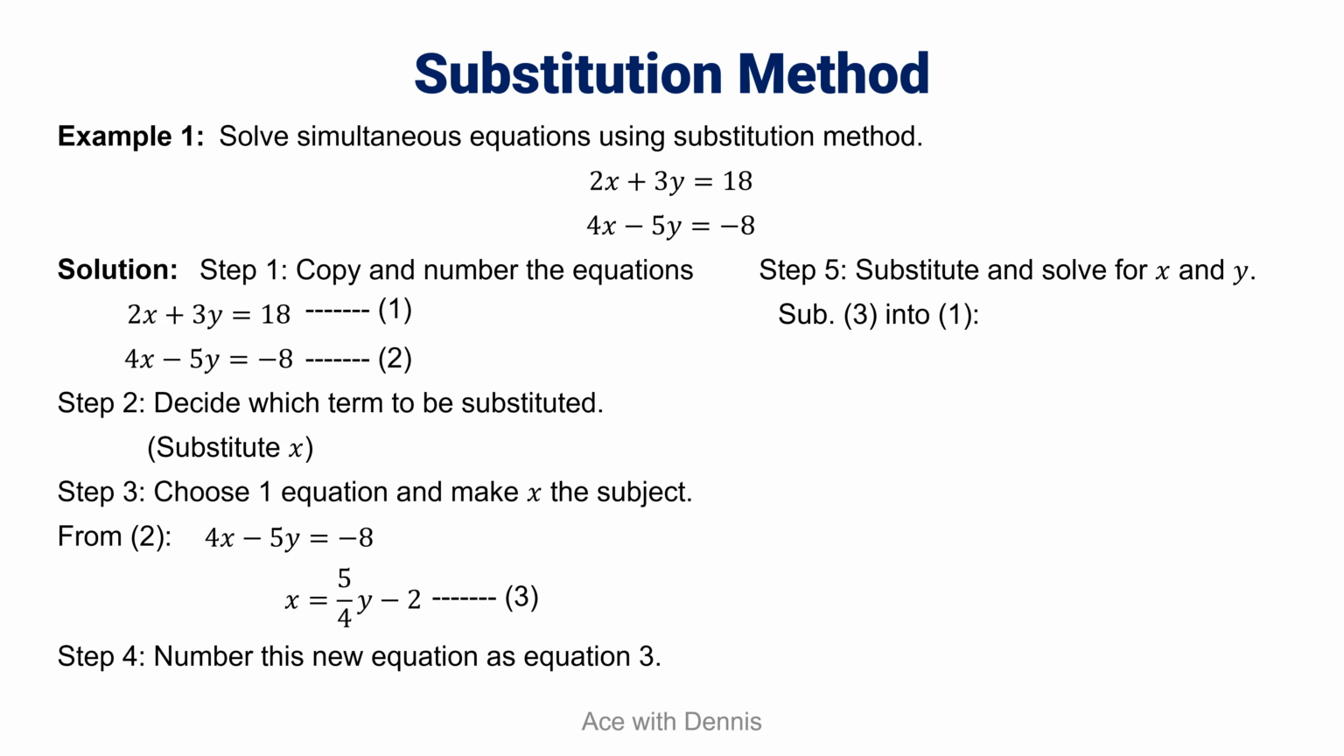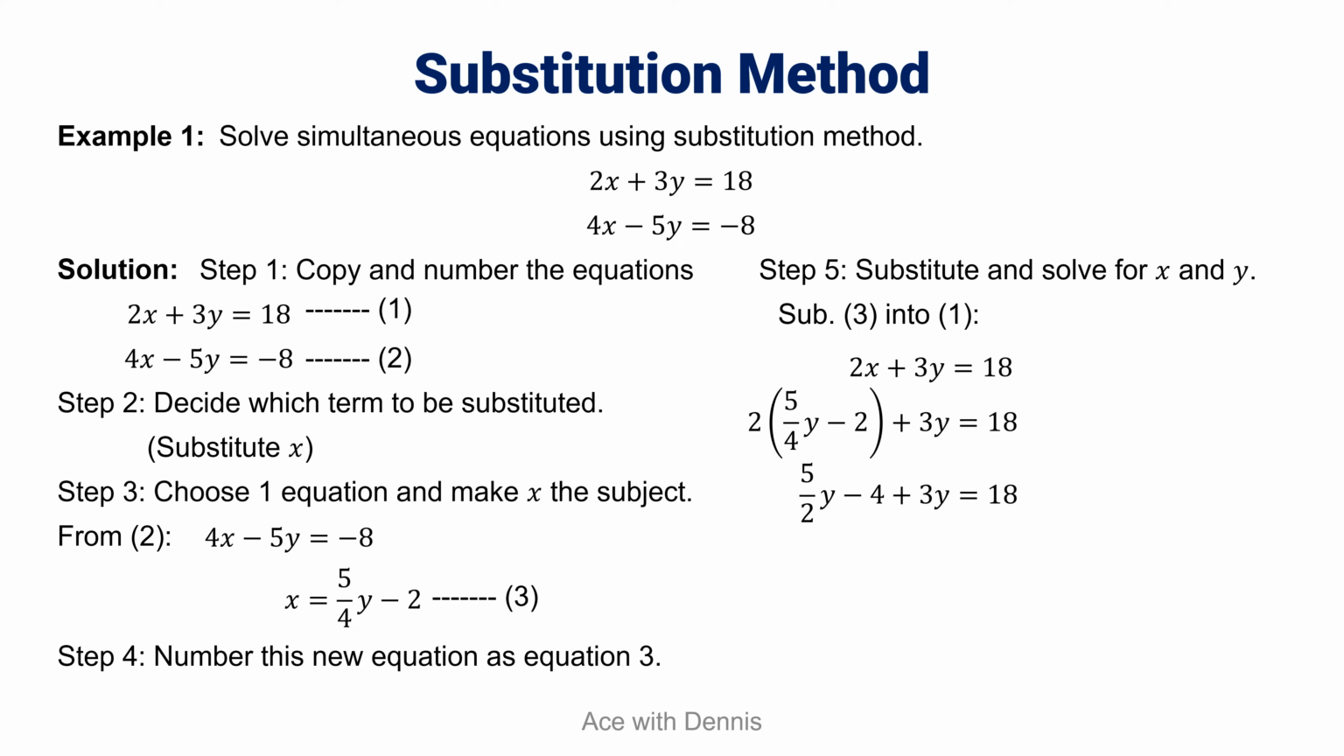So one more time, this is equation number 3, x equals 5 over 4y minus 2. Then this is equation number 1. So just substitute this whole thing into x here. This is the first equation, 2x plus 3y equals 18. So substitute x is 5 over 4y minus 2, and this is the equation that we get.